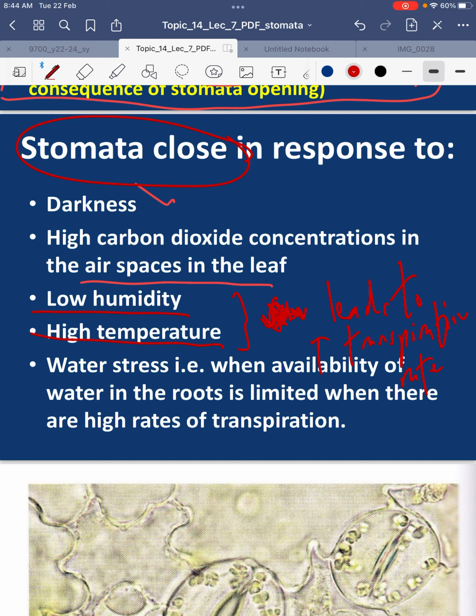Water stress, we are going to talk about this later on in more detail. This is on the abscisic acid. Water stress is when availability of water in the root is limited, when there are high rates of transpiration. All right. The mechanism of stomata looks something like this.